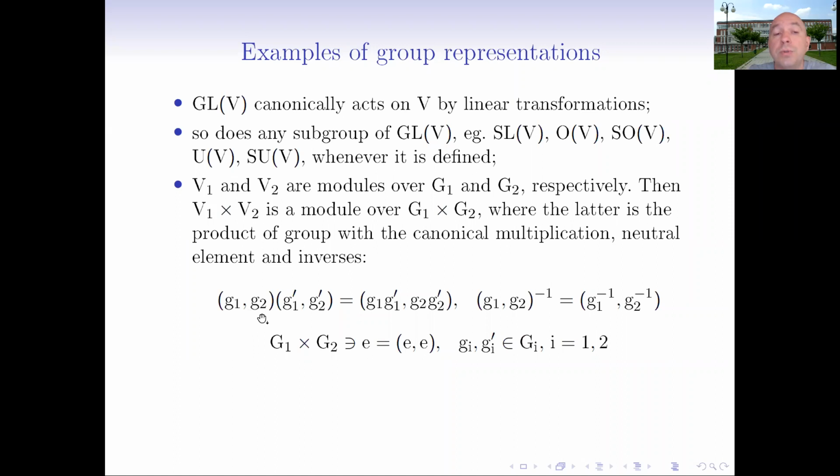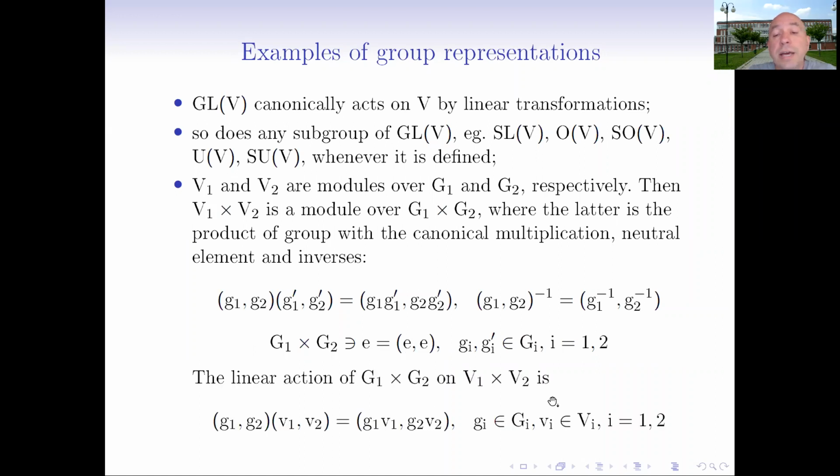So if we take two pairs (g1, g2) and (g1', g2'), then the product of them is the component-wise product. And the inverse is also the component-wise inverse. And the identity is the pair (identity, identity). And the linear action is also component-wise. So (g1, g2) acts on (v1, v2) as (g1 v1, g2 v2), for any pair of elements g1, g2 and pair of vectors v1, v2.